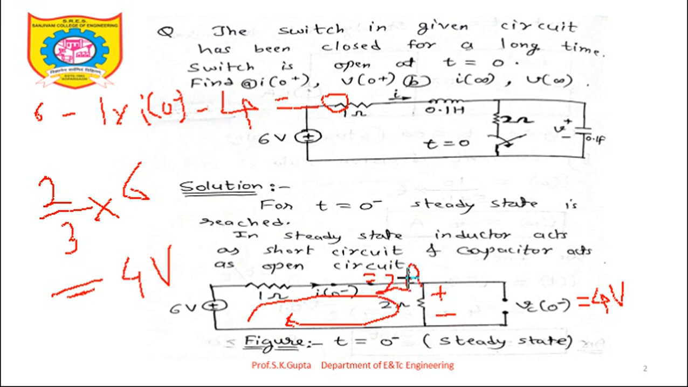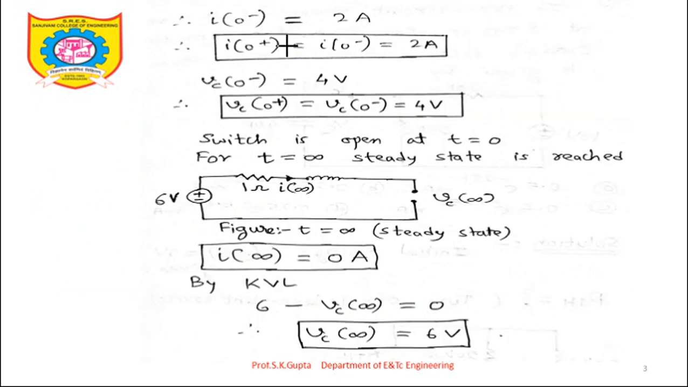So we know that at t equal to 0, switch is open. Okay. And we know that the instantaneous current through inductor and voltage across capacitor does not change immediately. So before switching, also the same current will flow through inductor and same voltage will appear across capacitor. So your i of 0 minus is same as i of 0 plus and its value is 2 ampere. VC 0 minus is same as VC 0 plus. So voltage across capacitor at t equal to 0 plus instant is 4 volt.